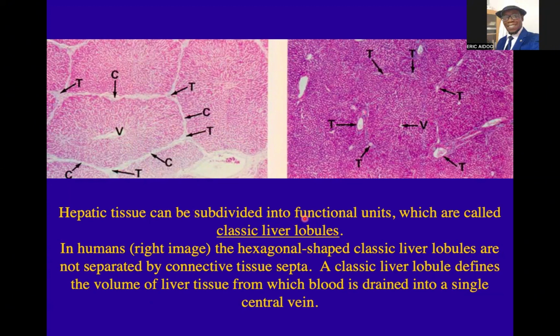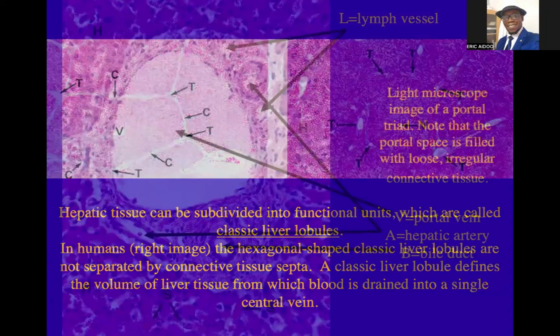Hepatic tissue can be subdivided into functional units, which are called classic liver lobules. In humans, on the right image, the hexagonal-shaped classic liver lobules are not separated by connective tissue septa. A classic liver lobule defines the volume of liver tissue from which blood is drained into a single central vein. So this is more of a pig liver, which will have a lot of connective tissue outlining the hexagonal structure, but in humans, you don't see it that much. However, this is still a high power, and this is a low power relatively.